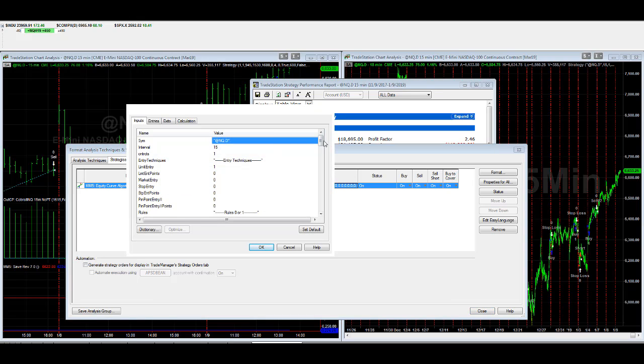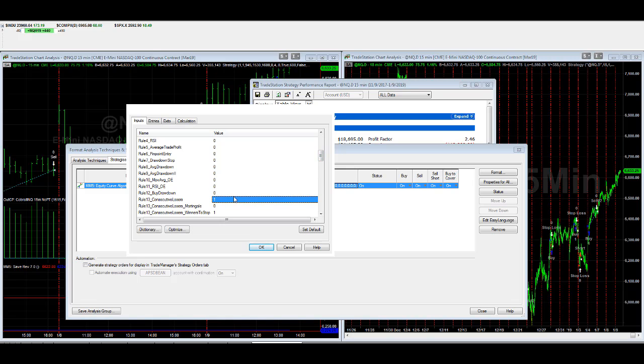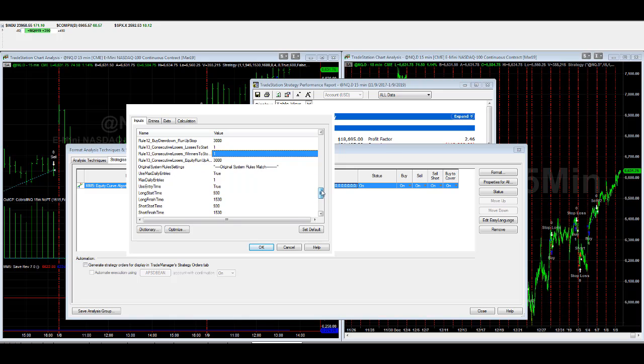And so if you take a look, we're using Rule 13, consecutive losers, winners to stop, and this setting is looking at 1 and 1. If we wait for a loss and then we stop trading after a winner, then you trade more frequently. And so these are the settings for this setup.